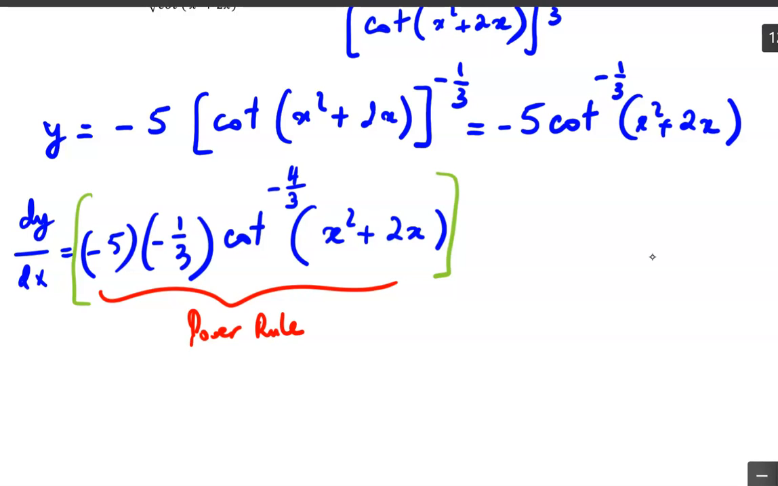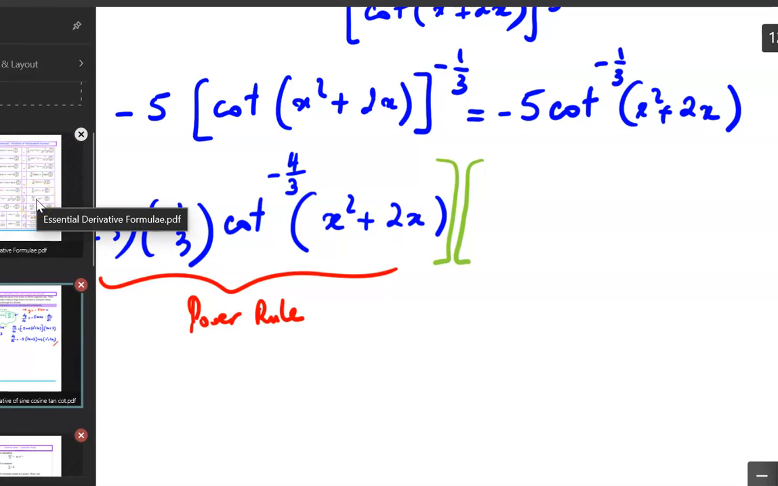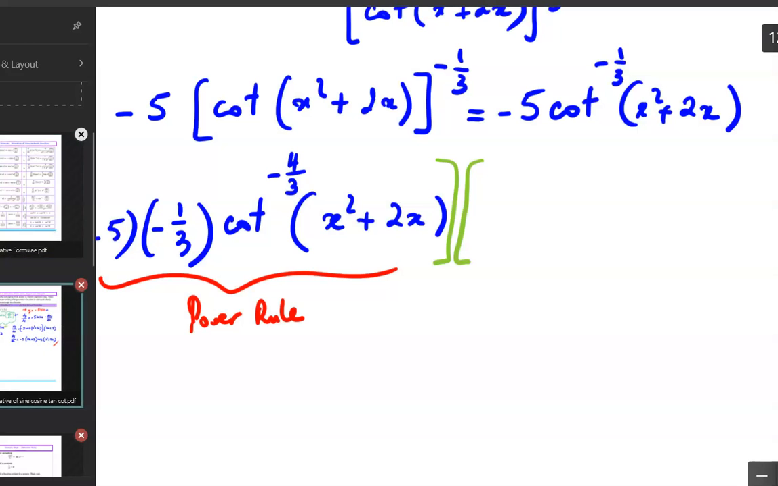My next step is to multiply by the derivative of cotangent. So what is the derivative of cotangent? We are going to go to our formula sheet. I know that the derivative of cotangent is negative cosecant squared, so it's right here. If you remind yourself of this formula, you see that you have to multiply by the derivative of the argument as well. Take a look at the formulas, and it's a reminder that you still have to multiply by the derivative of the argument.